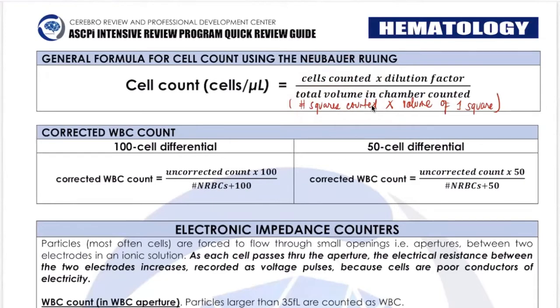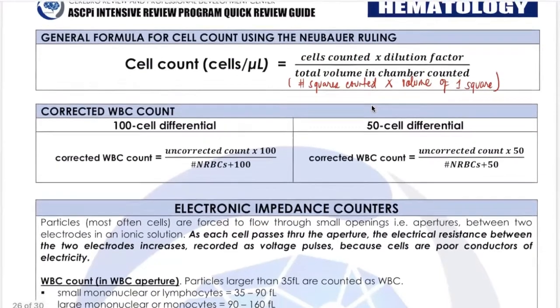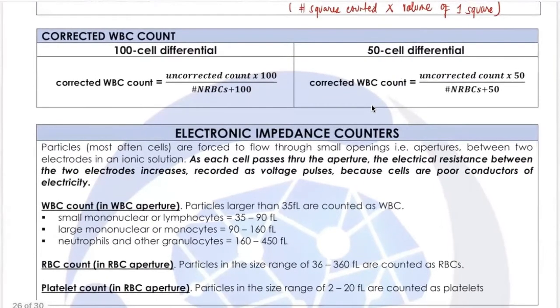Okay? Next, we go to the corrected WBC count. So remember that whenever there is a presence of nucleated red blood cells in the peripheral blood smear, that entails the performance of the corrected WBC count. Sa katunayan, you have to do the correction if at least 5 nucleated red blood cells were seen in the peripheral blood smear.